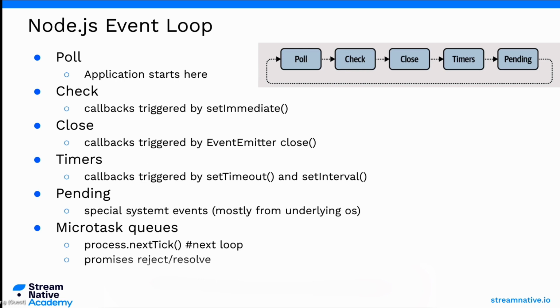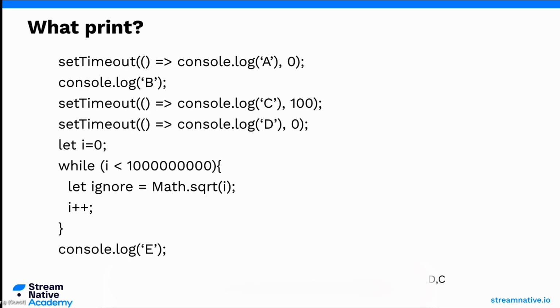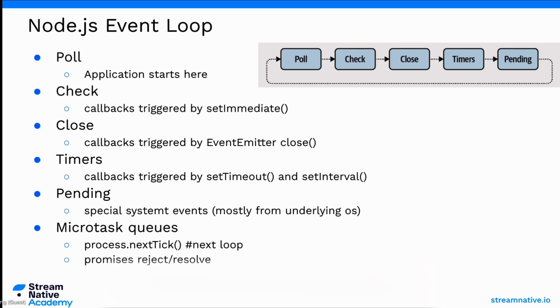The reason it prints out B, E, A, D, C is because Node.js has an event loop. All the JavaScript running in Node.js goes through those queues. Each box is a priority queue. It goes through the poll queue, then the check queue, close queue, timer queue, then the pending queue. There are also microtask queues, like next tick and promise.